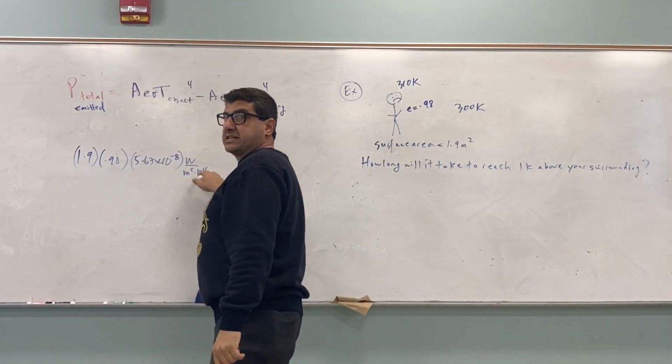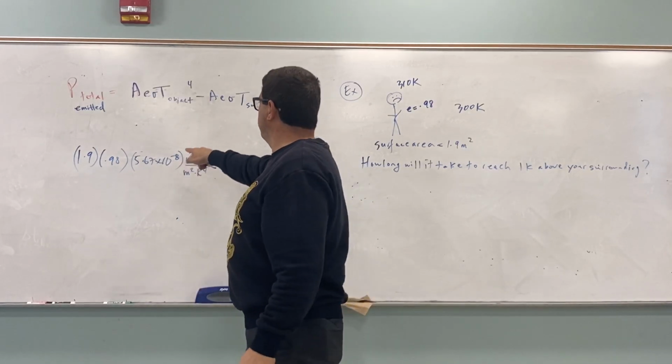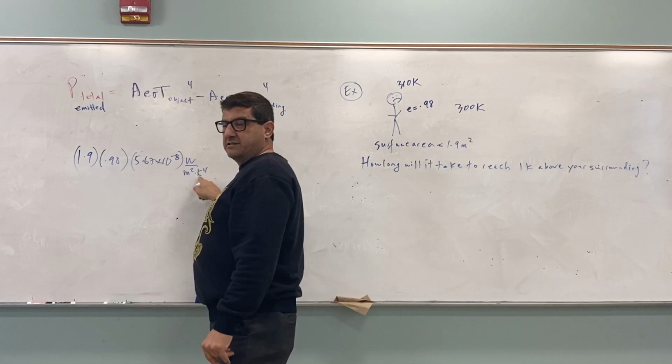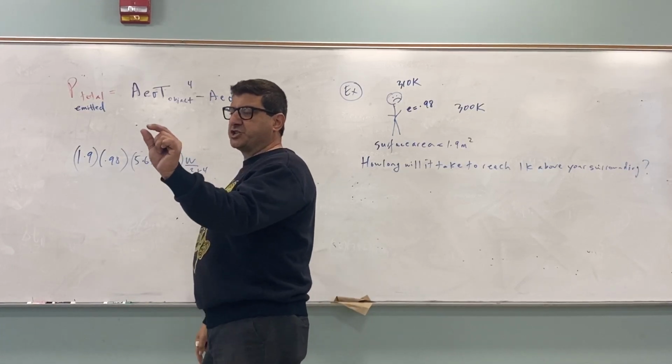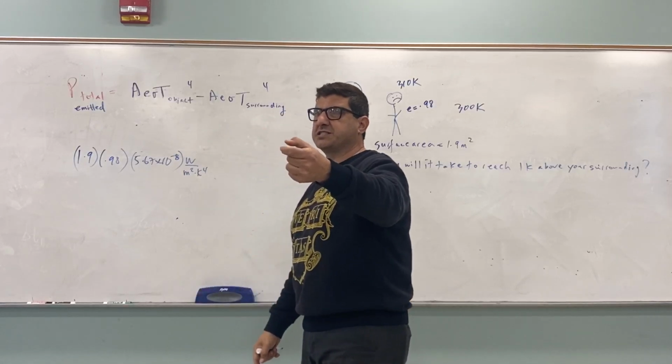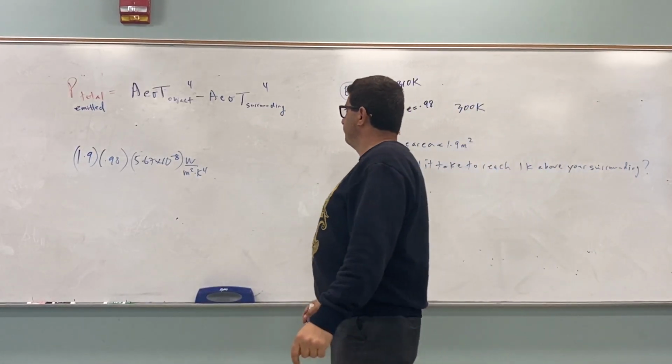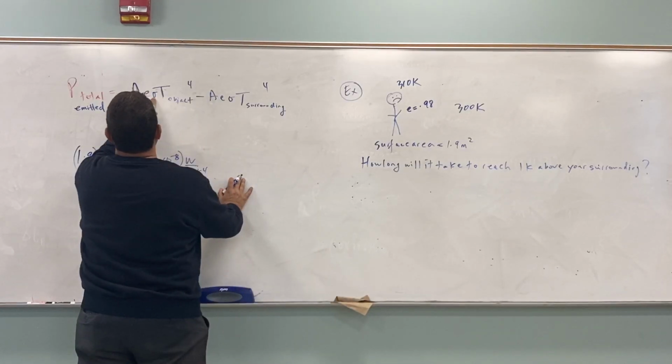Now, because this is Kelvin to the 4th, we can't use Celsius here anymore, right? If it was per Kelvin, we could use Celsius, because a degree change in Kelvin is the same as a degree change in Celsius. But anything to the power 4, we can't use Celsius. Okay, so we're factoring AE, sigma.